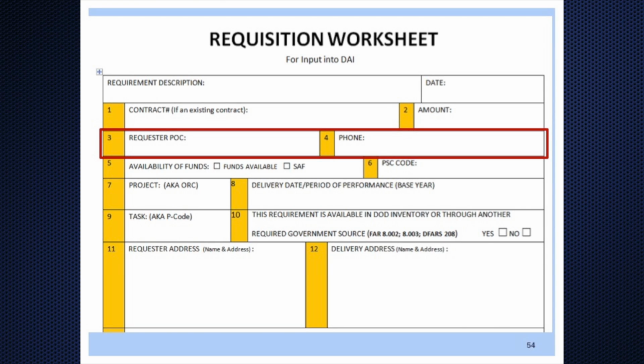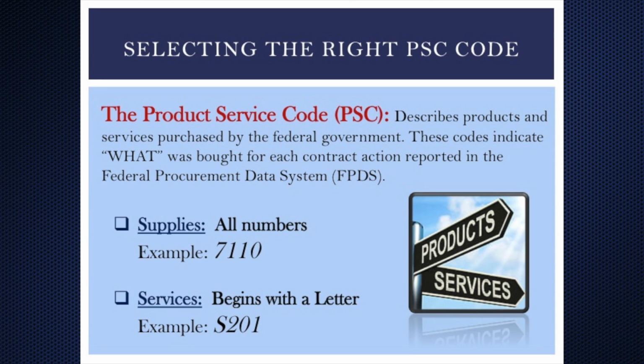You need to check your house, in other words, before you fill this sheet out, per part 1 of this training. So one of the blocks was picking the right PSC code, the product service code. It was block 6 earlier on. The product service code describes the products and services purchased by the federal government. It indicates the what that was bought. And it's for reporting in what is called Federal Procurement Data Standard, or FPDS.